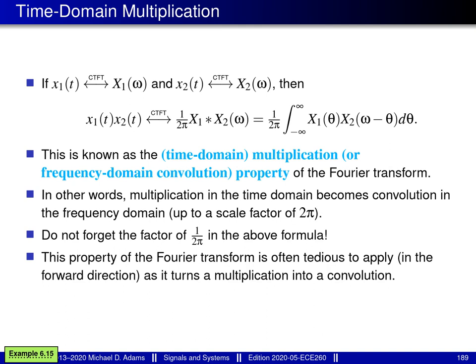The next property of the Fourier transform that I need to introduce is the multiplication property, also known as the time domain multiplication property or frequency domain convolution property. And what this property says is the following.